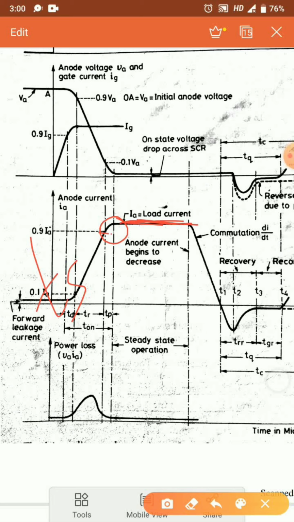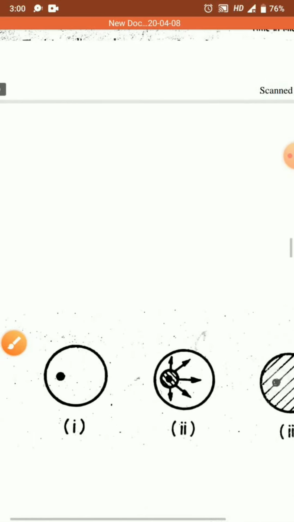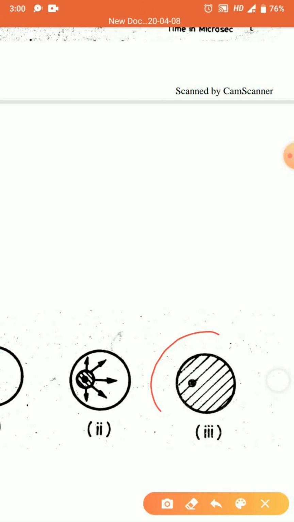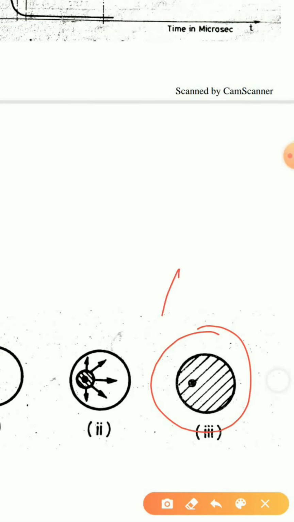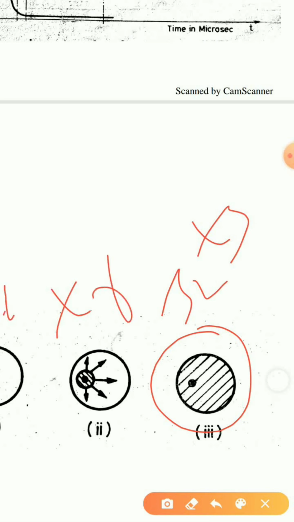Now here we can see one more thing, that the anode voltage is going to some on-state voltage drop, that is, some leakage is occurring across the SCR. Now this duration is called my spread time. In spread time, the conduction will spread uniformly across the junction J2. This is for spread time, this is for rise time, and this is for delay time. In spread time, the current will start flowing uniformly across the entire cross section.